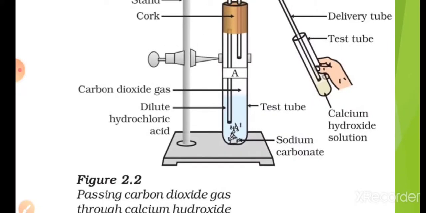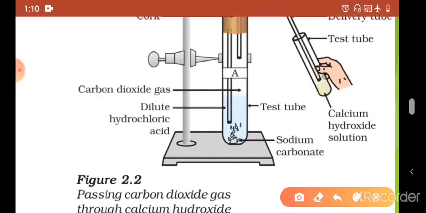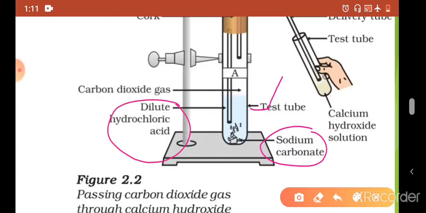So here what we got, first one is this one, the test tube. In the test tube, what have we got? We have sodium carbonate, which is available in the form of a solid, a white powdery solid that looks like salt, in which we are adding acid. The acid we are using is dilute hydrochloric acid, that is HCl.